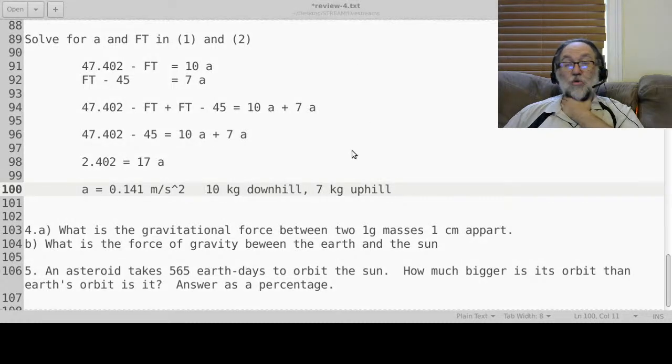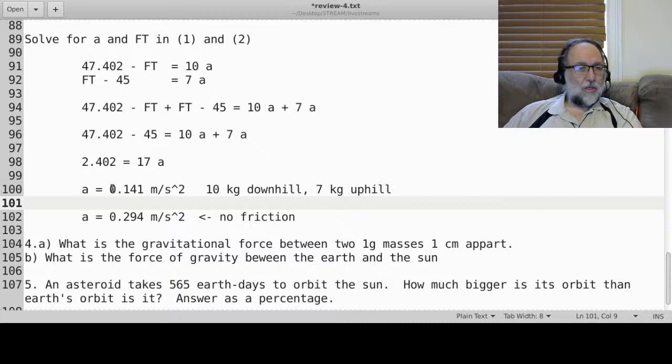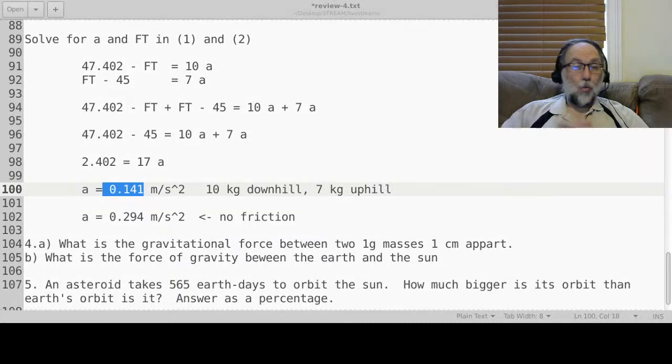All right. So there's the acceleration. And I asked for the direction as well. The 10 kilogram is going downhill. The 7 kilogram is being pulled up here. The same thing as in question number 1. Okay. Now, just to make sure that we're doing this right, you might want to compare with the answer that you got for number 1. And for number 1, without friction, we had this answer right here. Okay, so I'm going to paste that in there like that. And you can see that with friction, we're getting 0.141, and without friction we had 0.294.